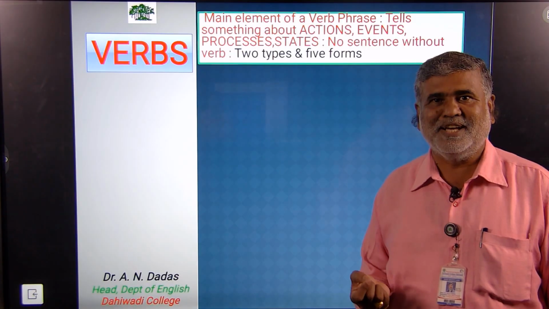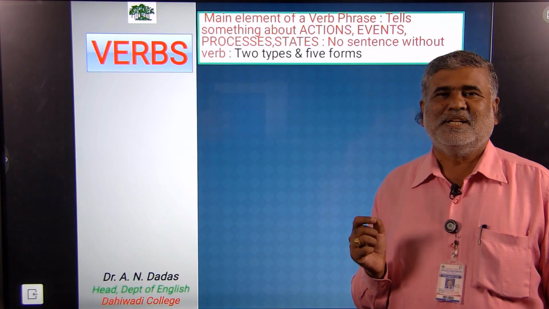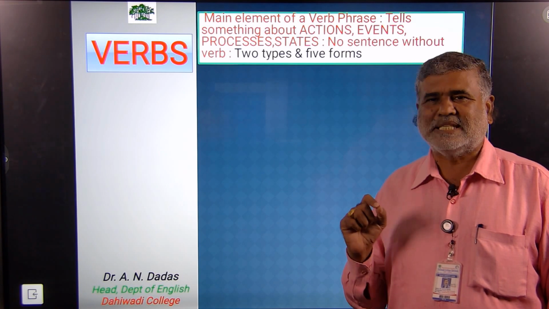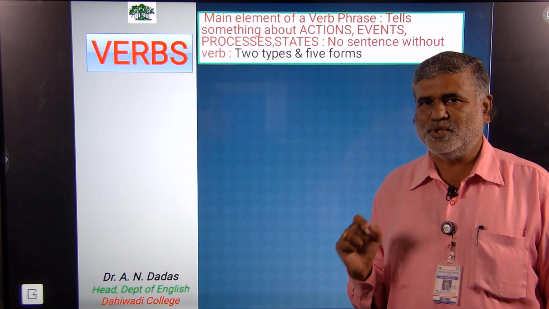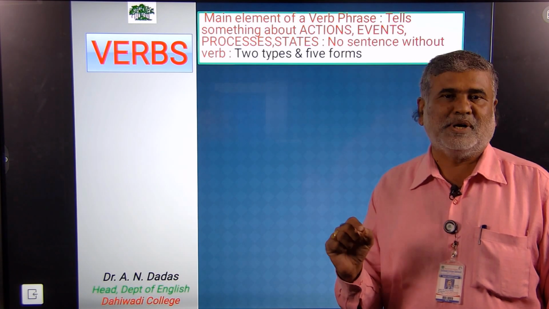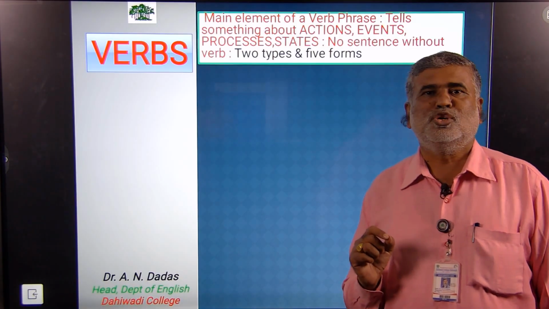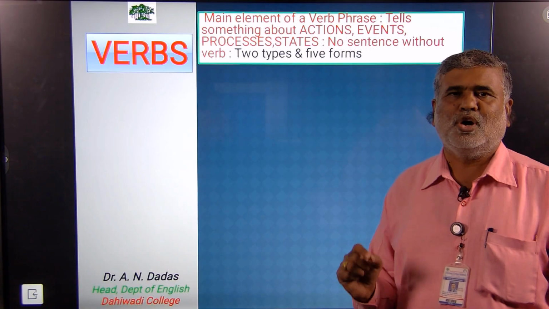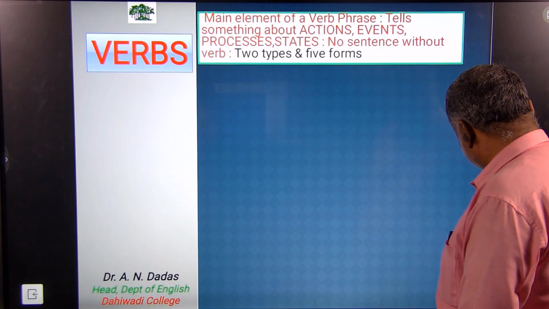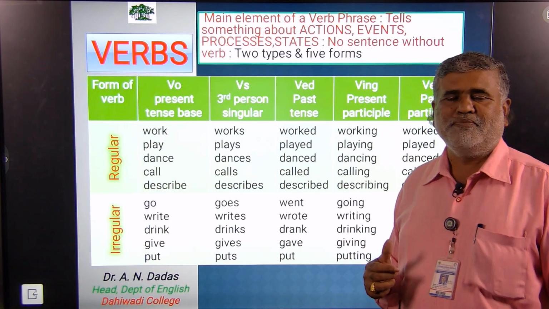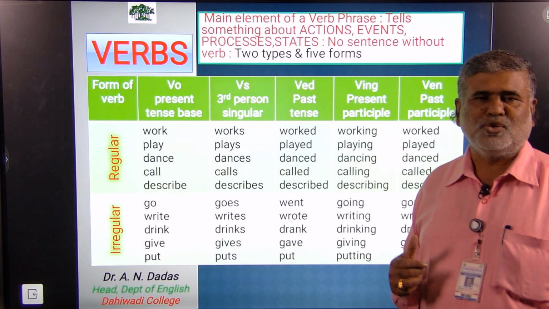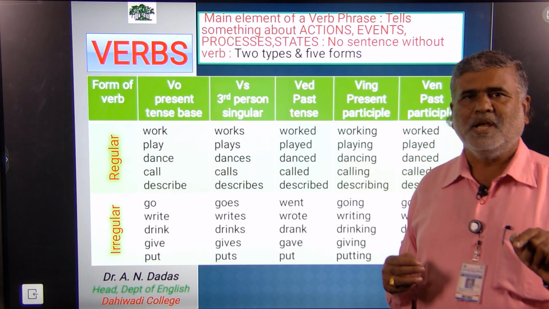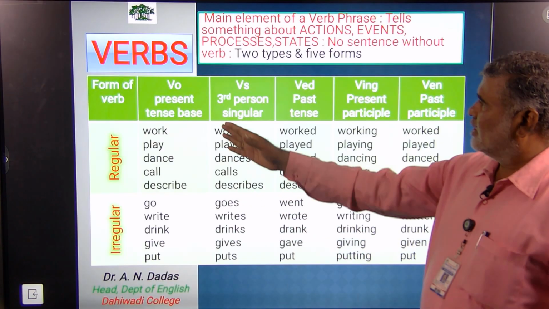And as I earlier mentioned, if there is no verb, there is no sentence. It means no sentence without verb. And there are 2 types and 5 forms of verbs. Now look at which are these 2 types of verbs. 2 types, it means regular and irregular. And which are the forms?